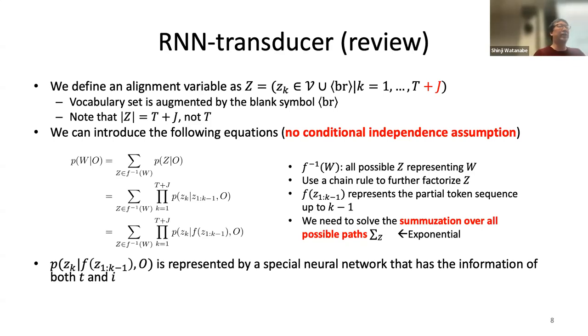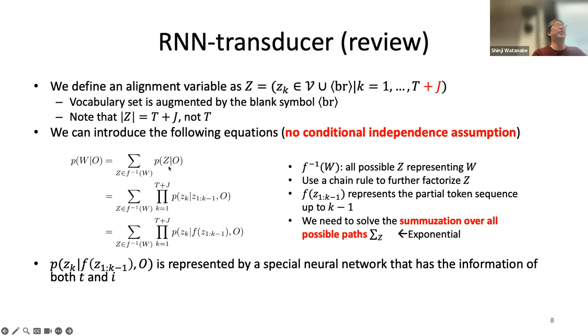So first, similar to all our formulations, we always start from P(Z|O), which is a summation over all possible alignments that becomes P(W|O), right? And please always remember that O and W are different lengths. O would be of length capital T, and the W token sequence length is J. And in the RNN transducer, we use the hard alignment variable Z. However, this is very different from the CTC or HMM and so on.